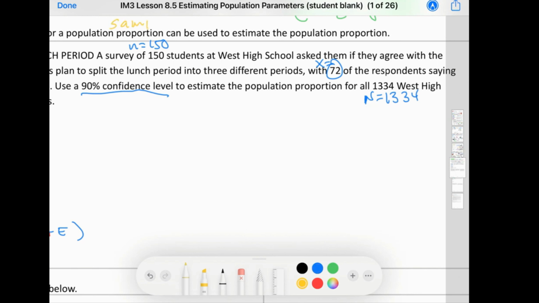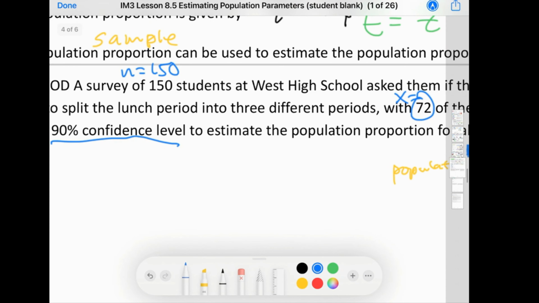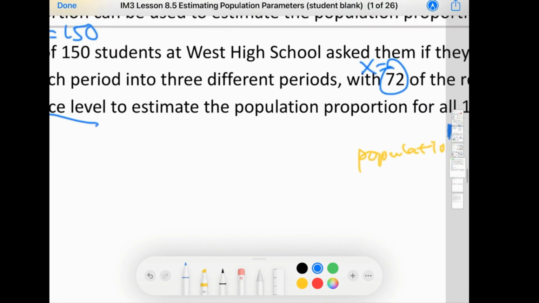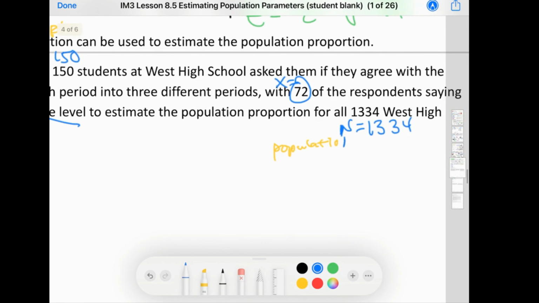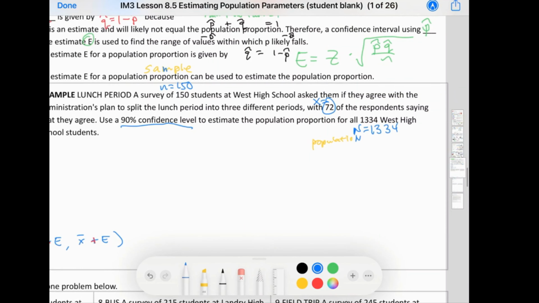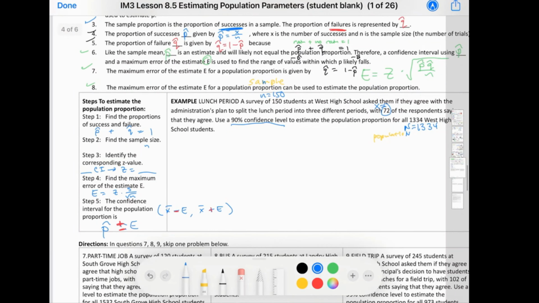Let's see if I can help you remember that. Sample, lowercase n, and population, capital N, because that tells you everything. So what do we need to know? We need to know what success is. Success in this problem, let's just define it.